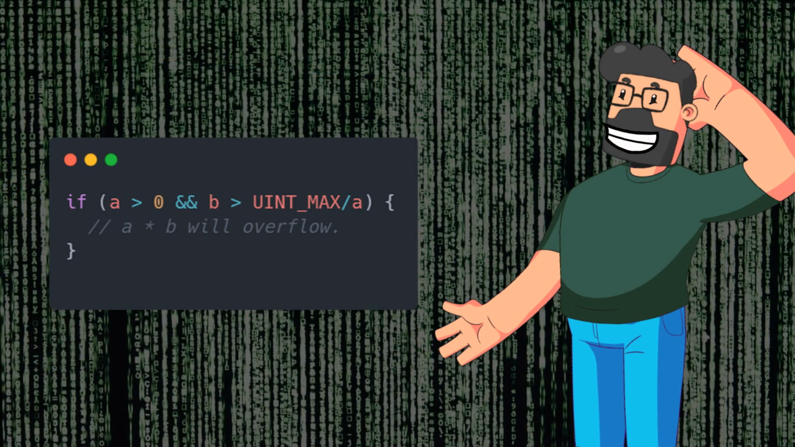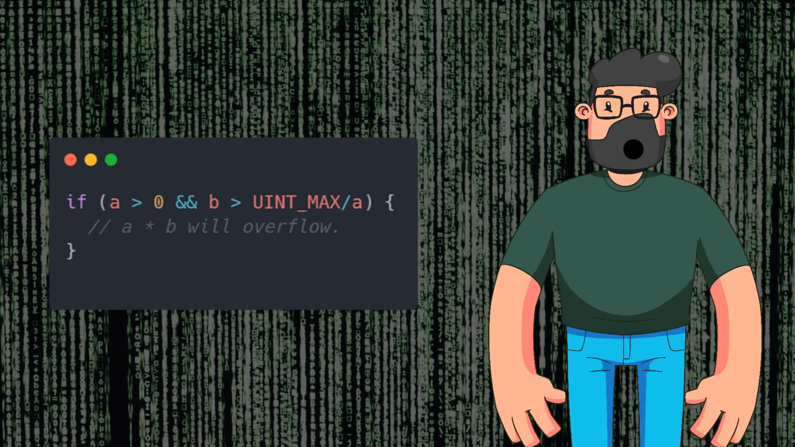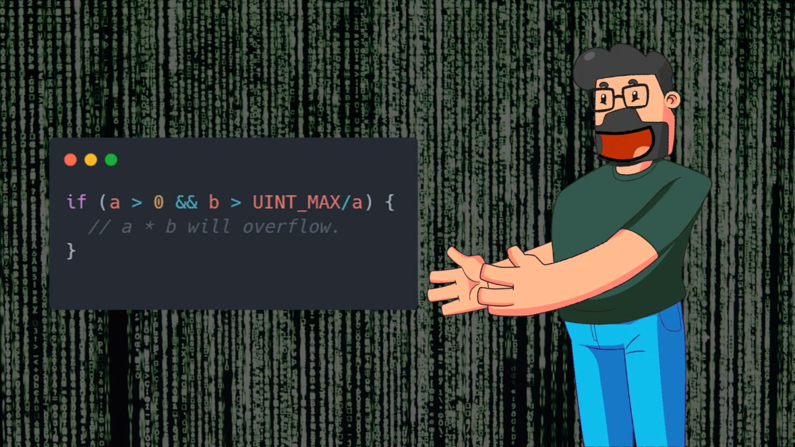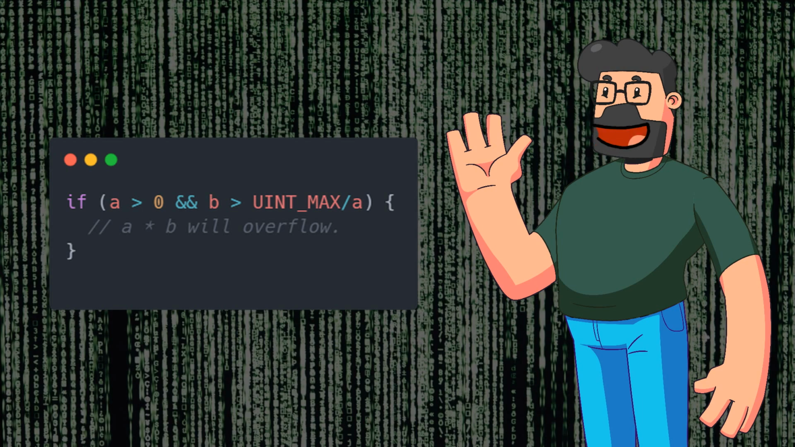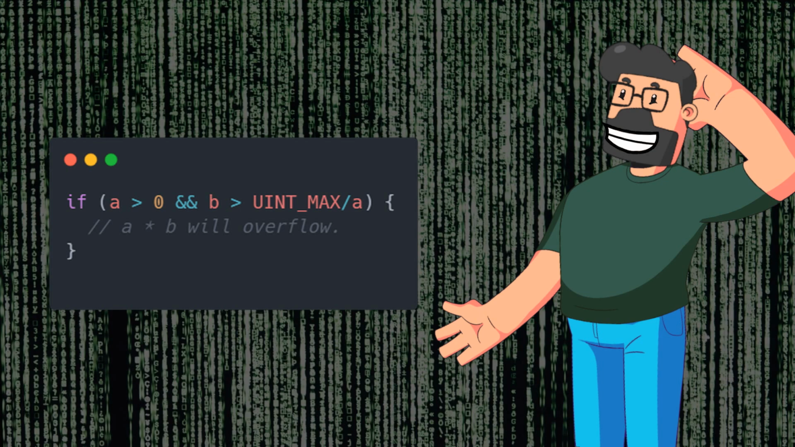Continuing with the solution, a runtime check is suggested to assess the likelihood of an overflow occurrence when performing the multiplication operation. By dynamically evaluating the values of A and B, this check adds an extra layer of protection against potential overflows, enhancing the overall robustness of the calculation process.